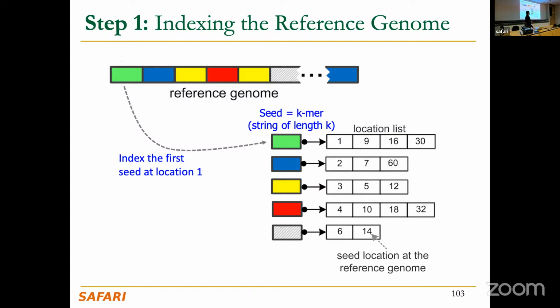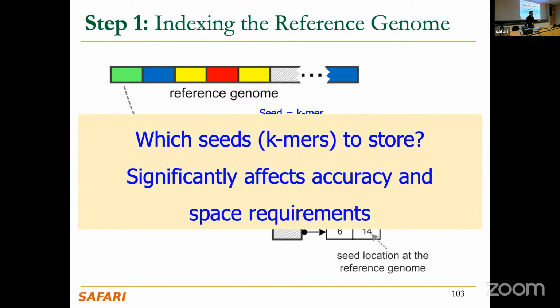Oh, okay, great. So these seeds are also known as k-mers or q-grams or n-grams, depending on what sort of data analysis course you took. But these k-mers are basically the subsequences from the reference genome or from any sequence that you extract. And the k is basically determining the length of the subsequence. And the question is, of course, which seeds or k-mers to store, right? Because it significantly affects the accuracy or sensitivity and the space requirements of the hash tables.